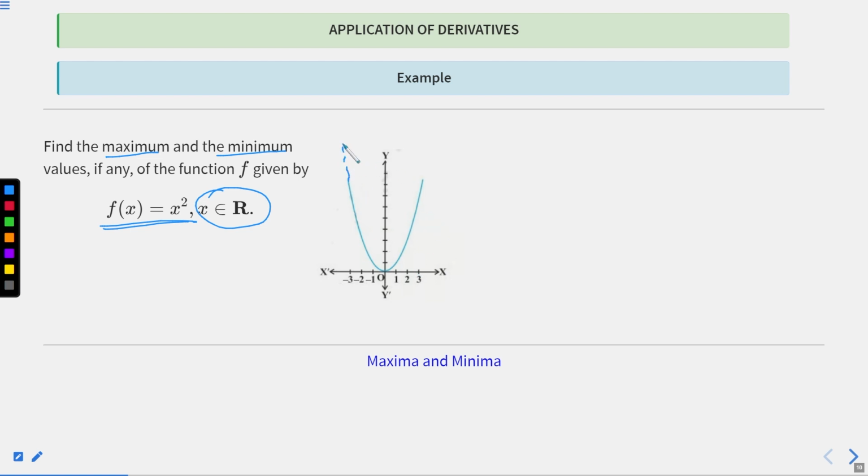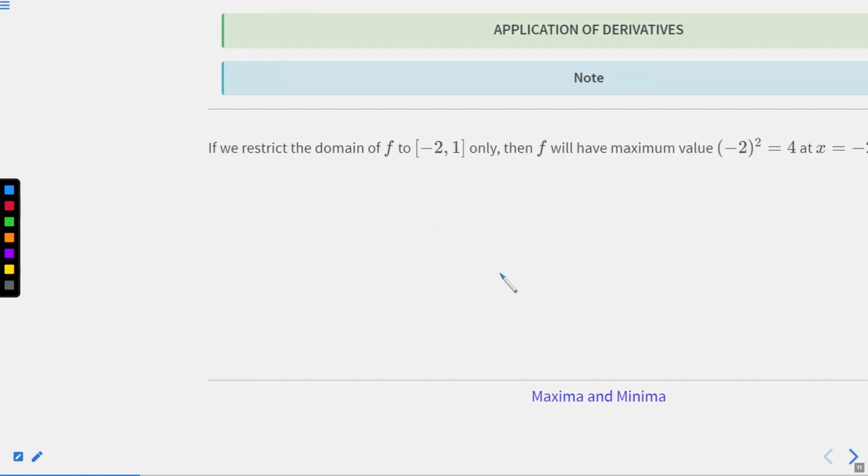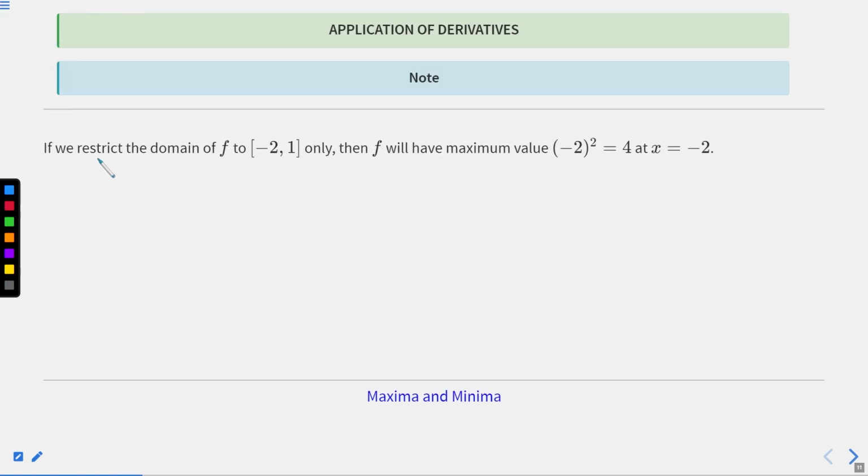So this means you cannot get a maximum value. There does not exist a maximum value. But there does exist a minimum value, and the minimum value is at 0. So f(0) will be your minimum value, and this will be just 0. So the minimum value of your function will be 0. Okay, simple. By just looking at the graph you will get your answer. Clear?